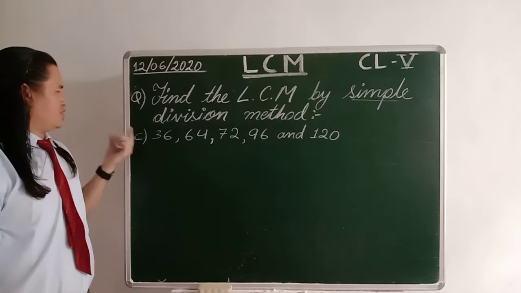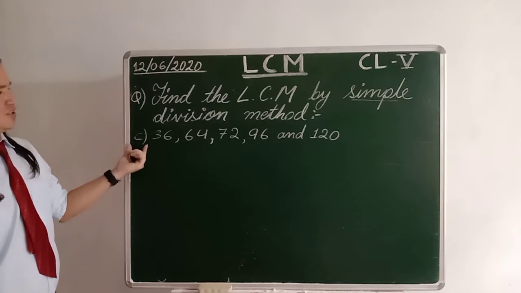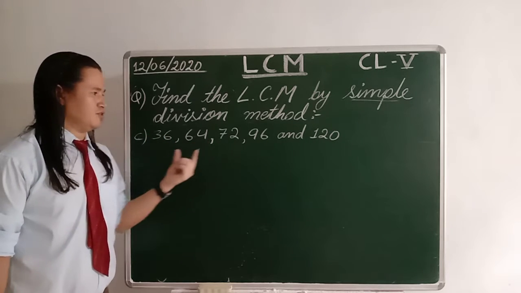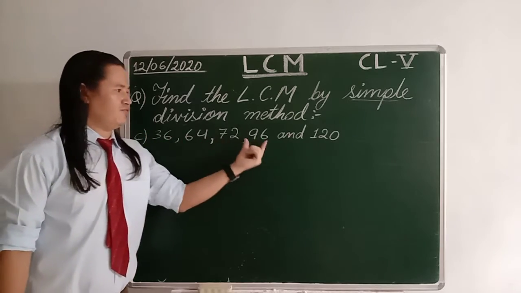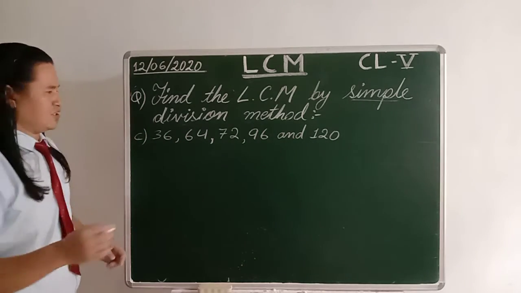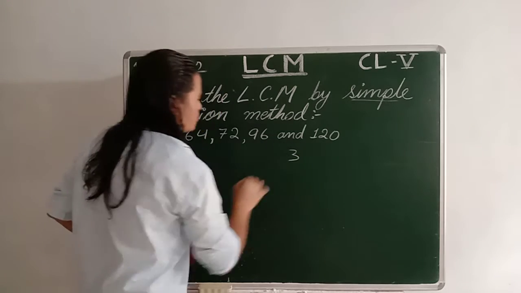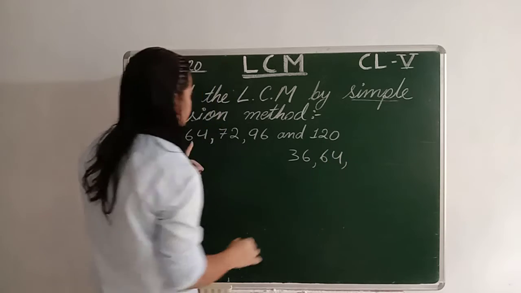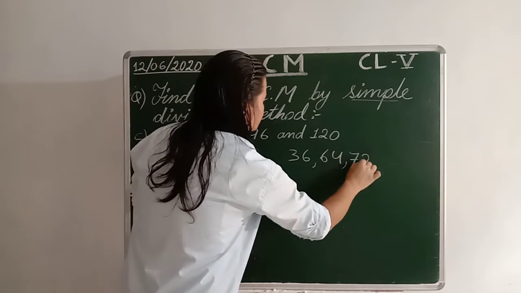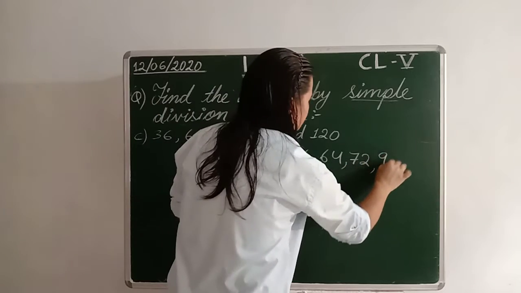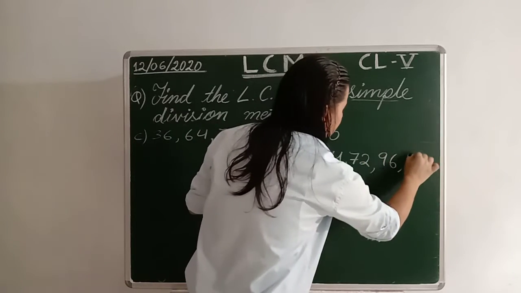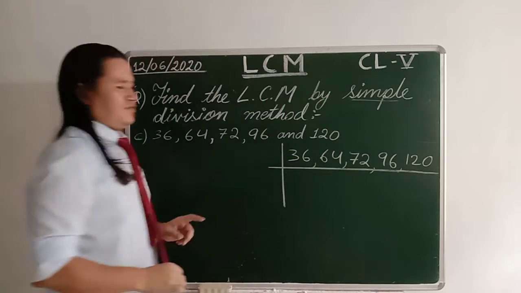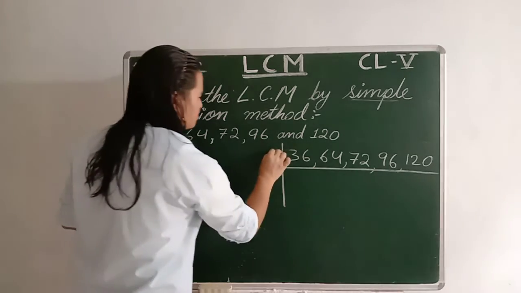Okay, now see here in question number C, what we can see: in question numbers A and B, I gave only 3 numbers, but here I am giving you 5 numbers. It is very simple if you understand. Now see, write all the numbers as it is, like in the previous questions: 36, 64, 72, 96 and 120. Now what we see here, all the numbers are even numbers, so this can be broken down by 2.